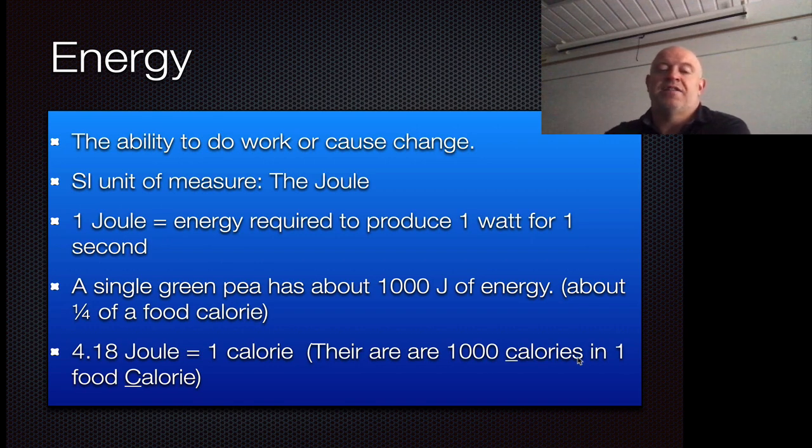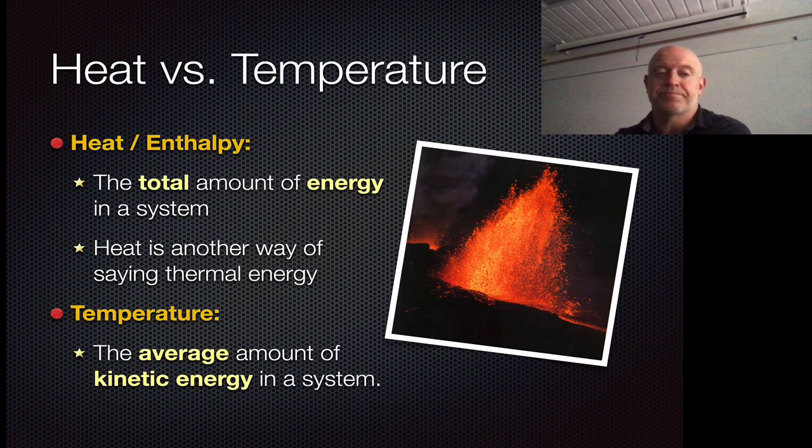But in the food setting, they divide it by 1,000 to get a food calorie, and then that's what they list it at. So they say it's 100 calories. Just be aware of that. Knowing that, that means that to get 1 food calorie, we'd have 4,180 joules. It gives you a good idea how small a single joule really is, and because of that, we often work in kilojoules.